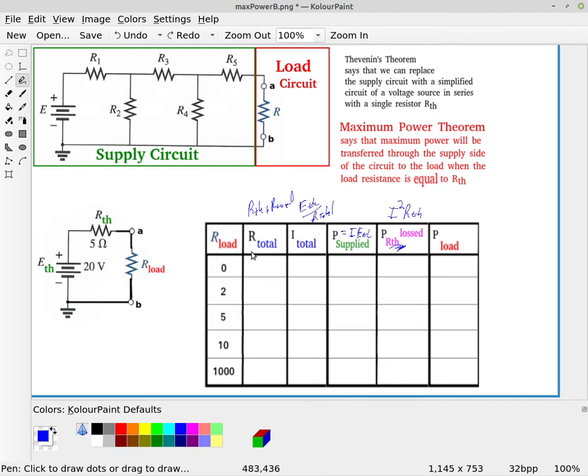So to start with, we're just going to do this for five different loads here. So the first load is no load at all, which means that we would have a direct short circuit. So we would just have a short circuit going from points A to B with zero resistance. So if we have a short circuit here, that would give us 0 ohms. And so R total would be the 5 ohms of R Thevenin plus 0, which of course would just give us 5 ohms.